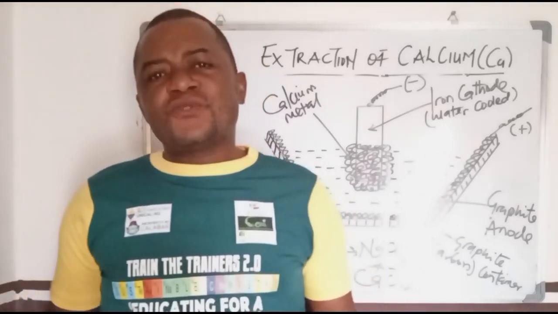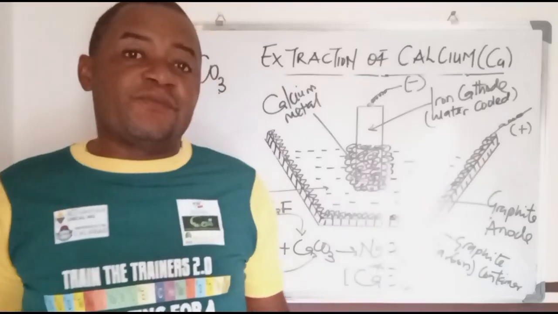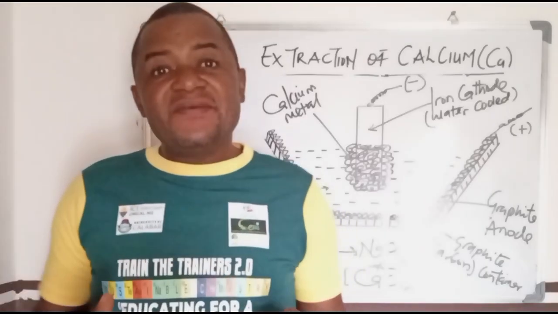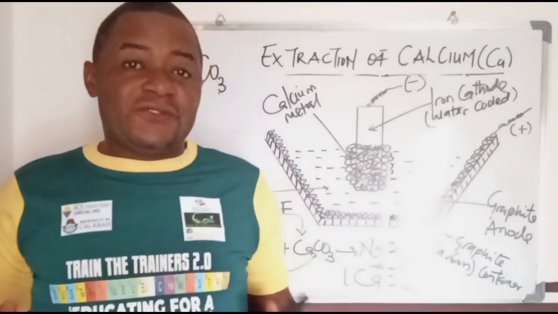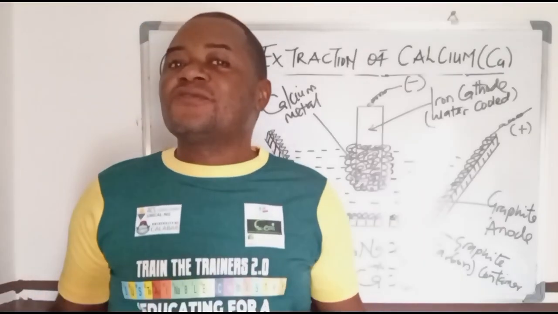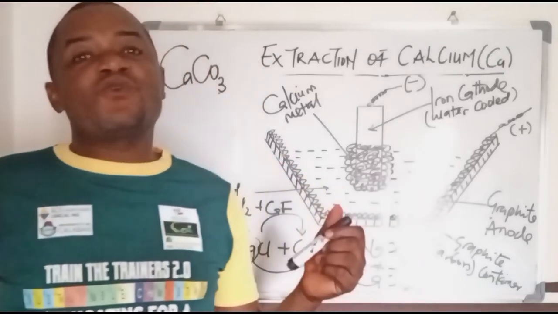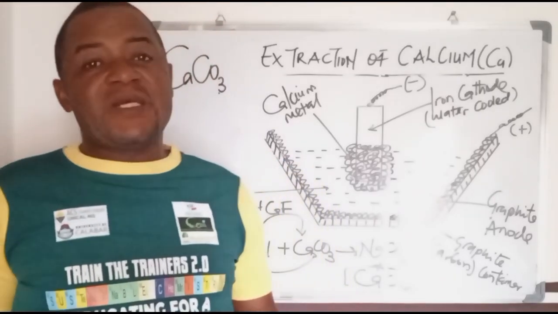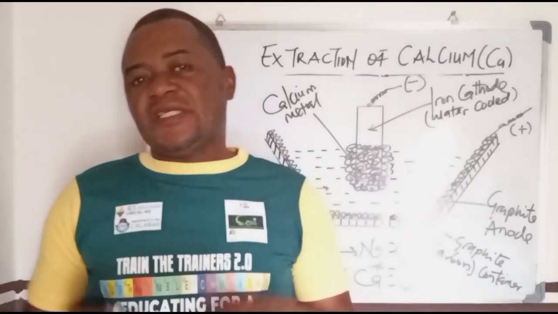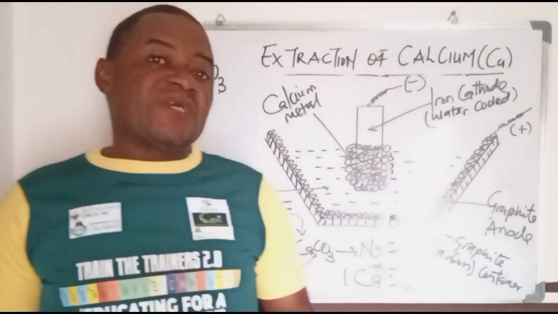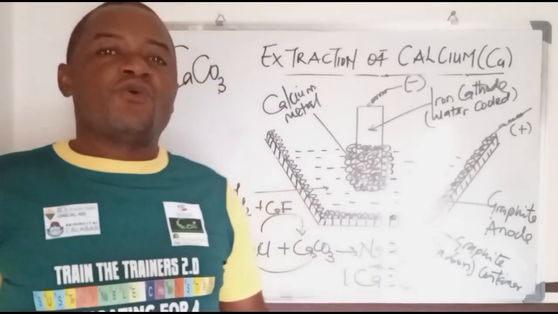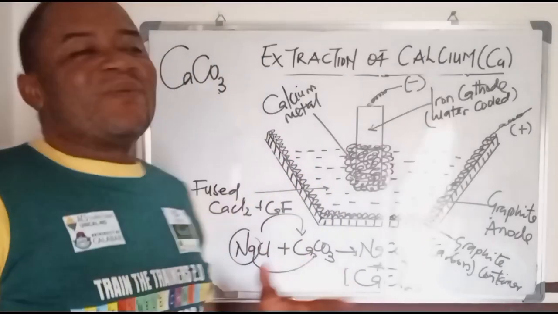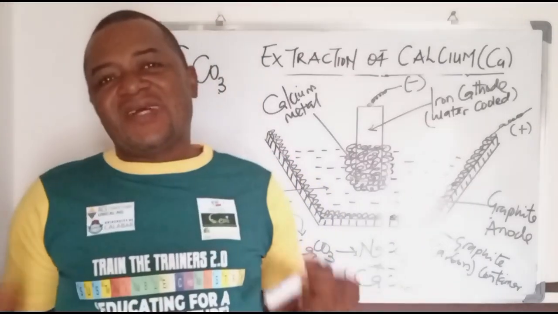It is also quite conductive, both thermally and electrically. It is also malleable and ductile. Remember, we said already that sodium as a metal was soft, so it is malleable. The same thing applies to calcium metal. Calcium metal is soft and also malleable and ductile. Now, those are some of the physical properties of calcium.